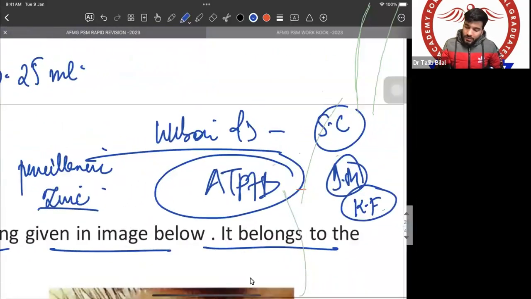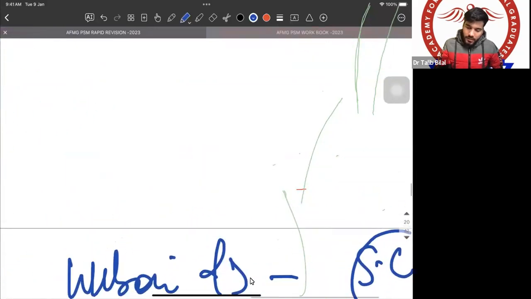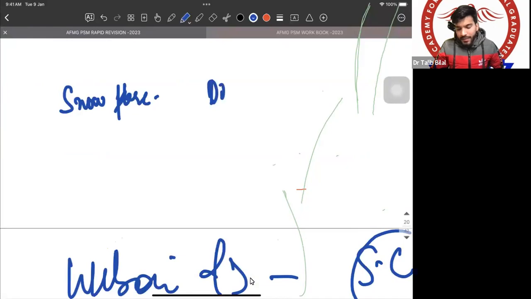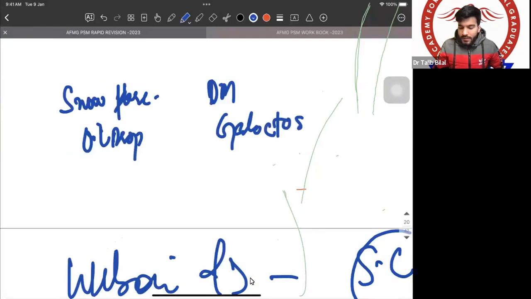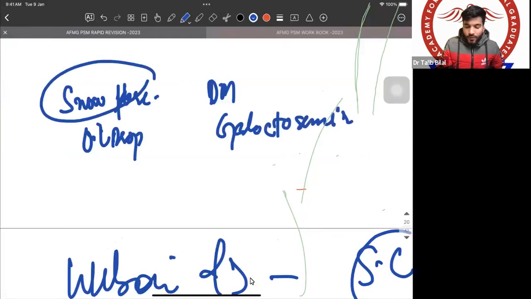So, tell us about other cataracts. Okay, other cataracts, you remember, be fast, guys. Otherwise, I'll go. Other cataracts, which cataract do you have? You have snowflake cataract. Snowflake cataract, which condition, guys? Diabetes mellitus. Okay, guys. You have oil drop cataract. Which condition? Galactosemia. Snowflake cataract is in diabetes, my dear students. Remember the cataract that is in diabetes.